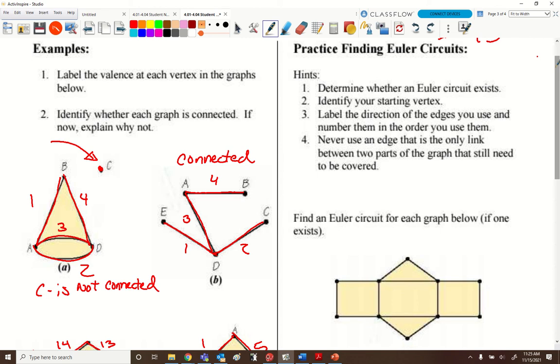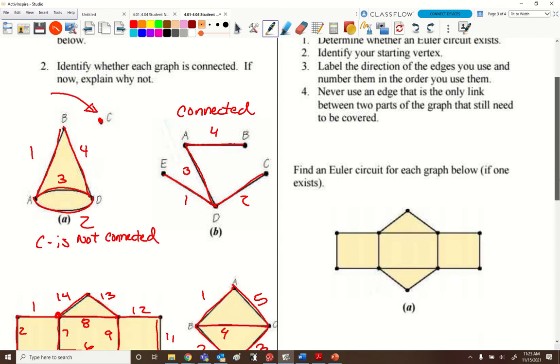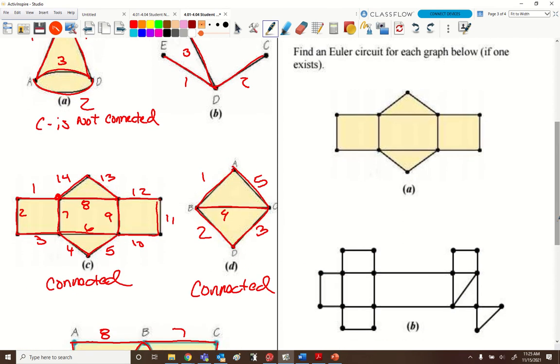So let's go ahead and do that. So we're going to determine if it exists, identify your starting vertex, label the direction and edges you use. So we're going to use some numbers, and then never use an edge more than once, and link between two parts of the graph still need to be covered. So let's take a look on this one.